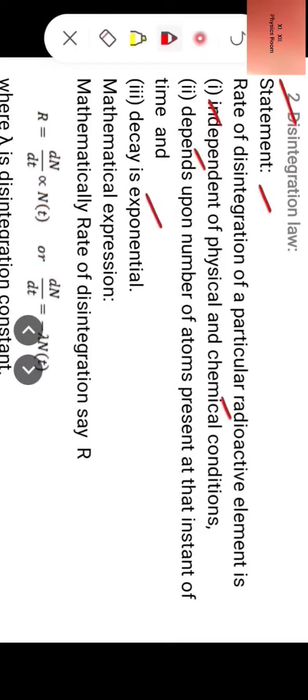I repeat, rate of disintegration of a particular radioactive element is independent of physical and chemical conditions, depends upon number of atoms present at that instant of time, and decay is exponential.